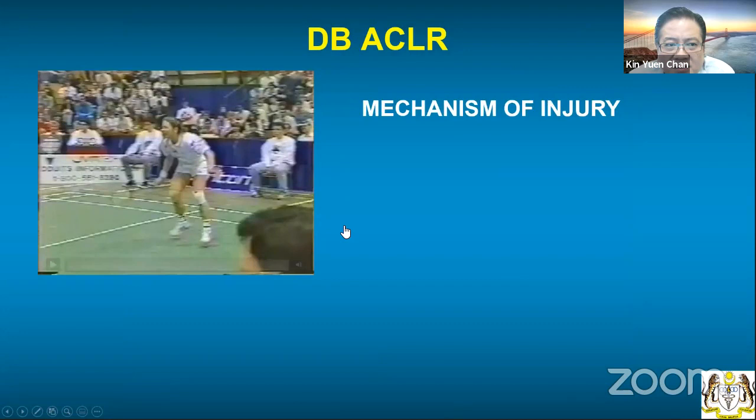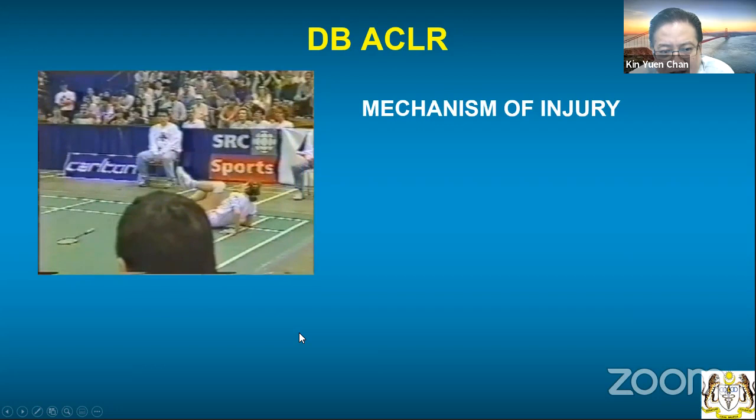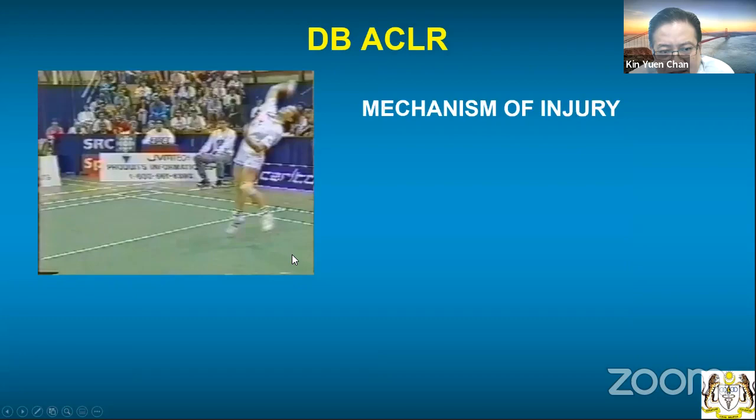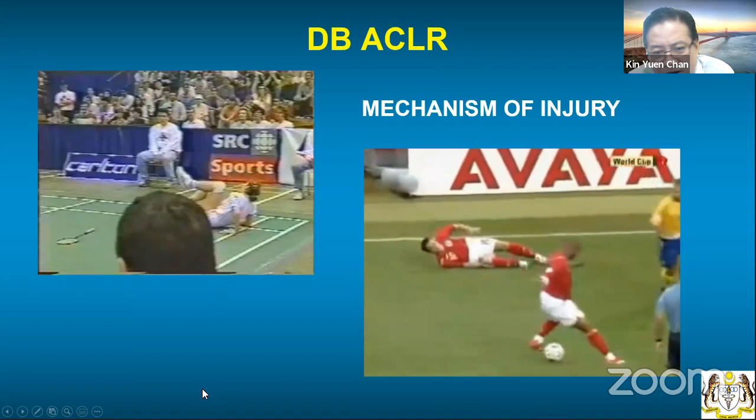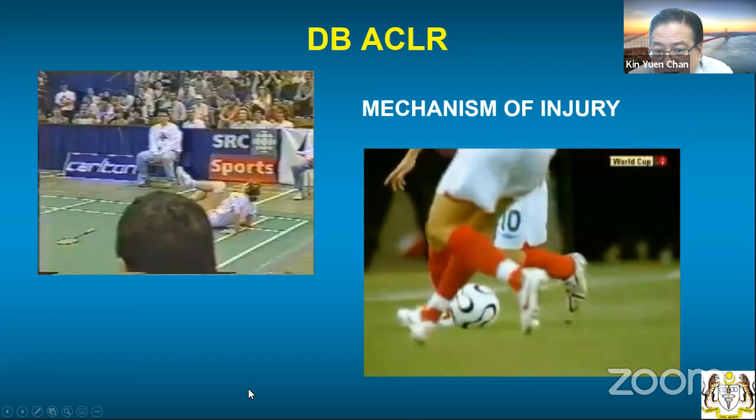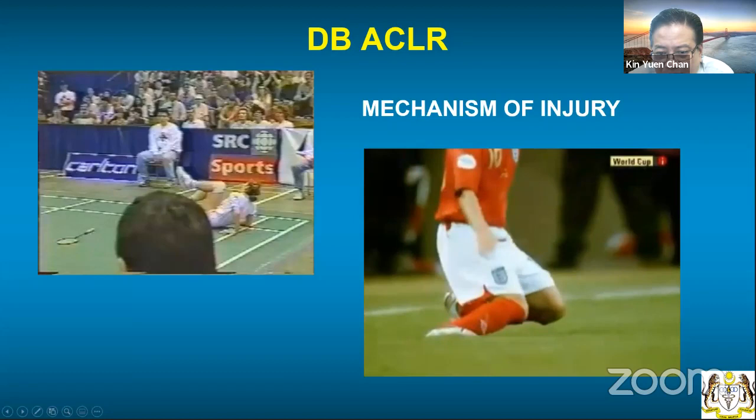So the common mechanism for failure is like shown in this picture, especially in women, where they have a valgus angle on landing and internally rotate their femur. And you can see that this is how they rupture the ACL. And this is another one, our footballer, Michael Owen. You can see he damaged his knee in a similar fashion, pivoting on the right knee, and you can see the valgus and internal rotation, and there he goes and damages the ACL.